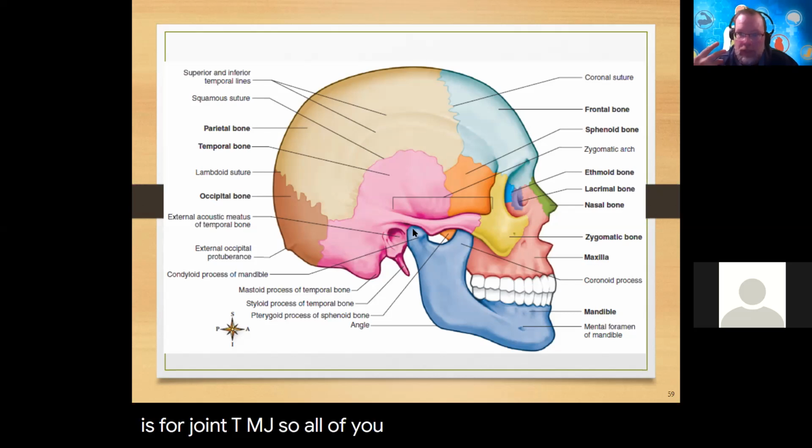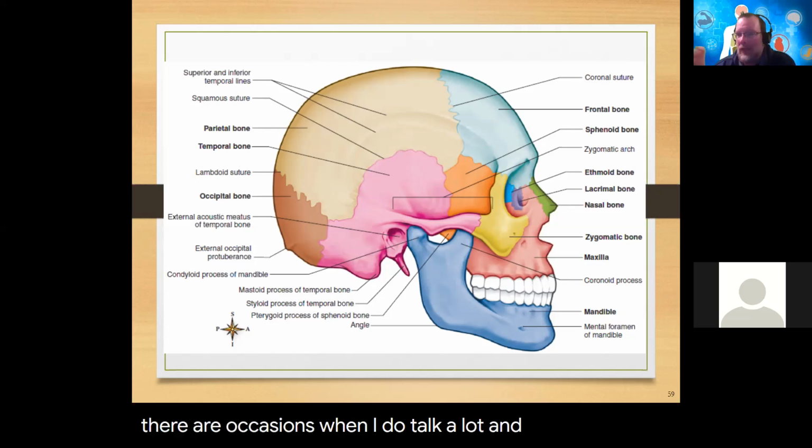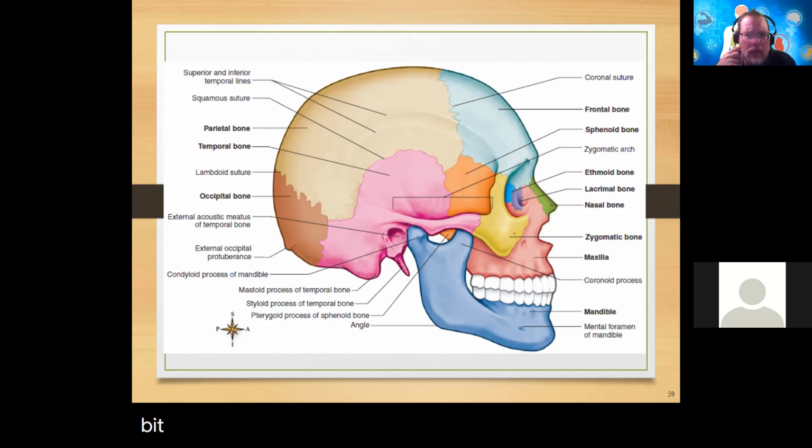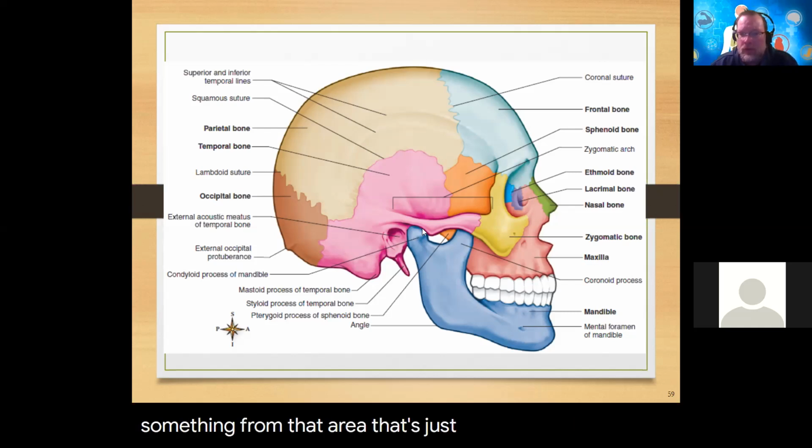So all of you and all of us, we all have a TMJ, but we may not all have TMJ disorder, which again is sometimes just acute. Sometimes after I've done a lot of talking, which I can't imagine that ever happens. But there are occasions when I do talk a lot. And sometimes at the end of the day, after a lot of talking, my jaw may be a little bit worked out, and there may be a little bit of sensitivity, or I may get a little pop or a little click from that area. That's just some sort of an acute, certainly from overuse, right? Joints become inflamed, sometimes just acutely inflamed, typically from overuse or repetitive use.